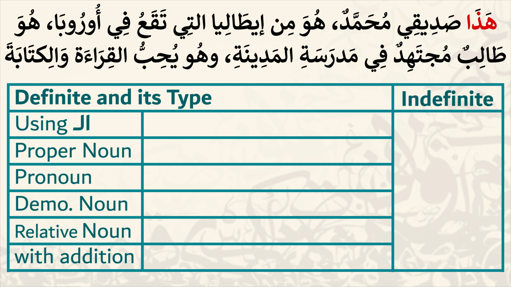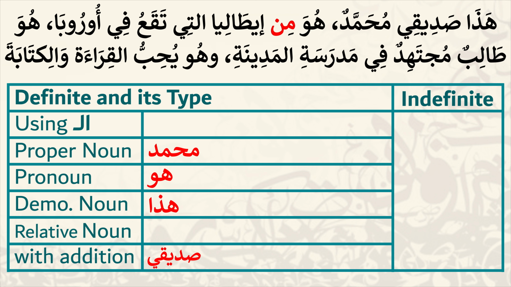The first word, هذا. This is a demonstrative noun, which is definite by default. So, we will put it here. The second one, صديقي. This word, صديق, is indefinite, right? But here, there is a pronoun connected to it. So it's definite by addition. The third word, محمد. This is a proper noun as it's a person name. We will put it here. Next is هو. This is a separated pronoun. Its place is here with pronouns.